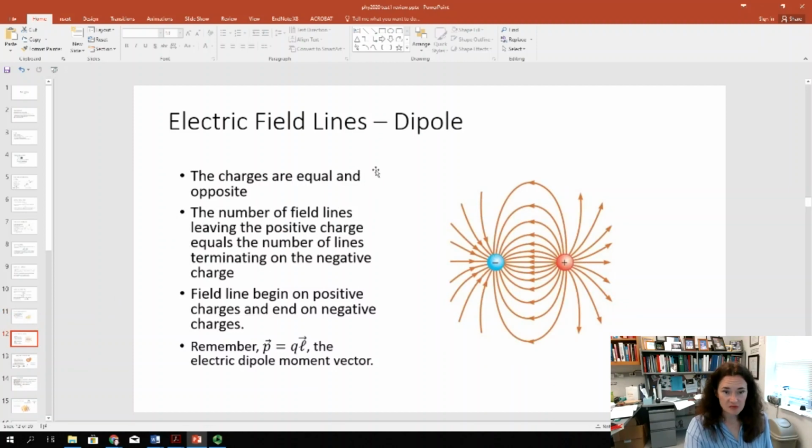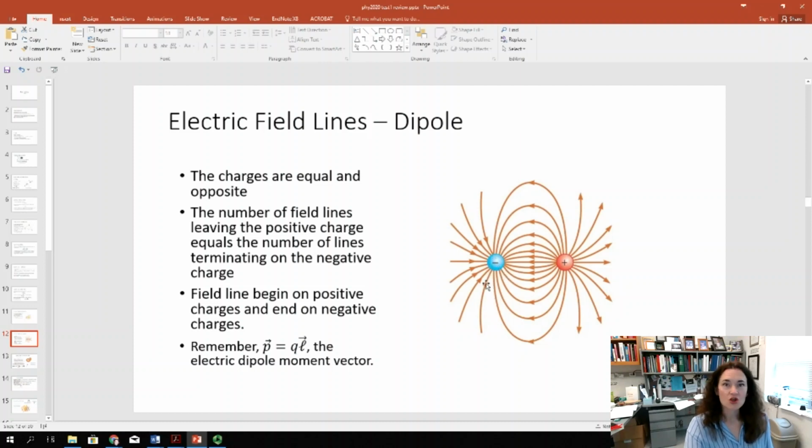We talked about the dipole an awful lot. So here's a picture of what the electric field from a dipole would look like. Remember that electric field lines start on positive charges and end on negative charges. Since in a dipole you have the same amount of plus Q as you have minus Q, then you've got the same number of field lines leaving the positive charge as landing on the negative charge.